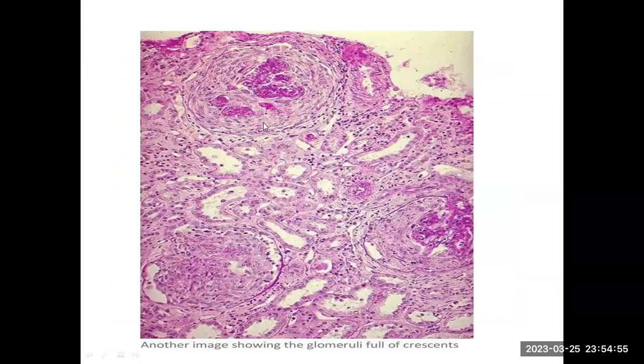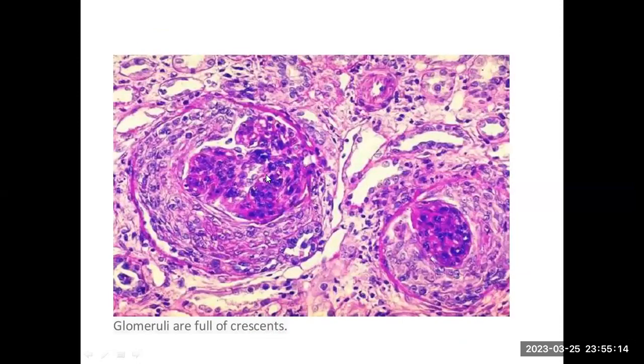Another picture, again, around the glomerulus, as you can see here. These are the proliferating parietal layer of the Bowman's capsule, which will give you crescentic shape. So this is a glomeruli full of crescents. This picture is very important, especially for MRCP, commonly encountered in MRCP Part 2 exams.